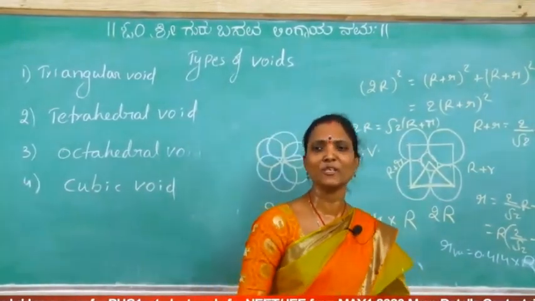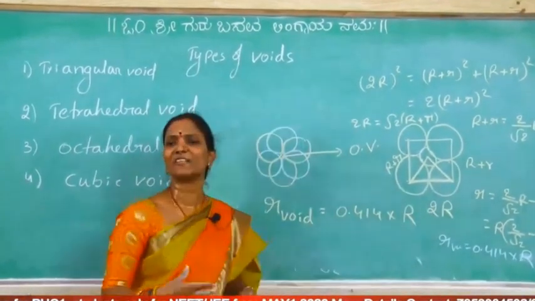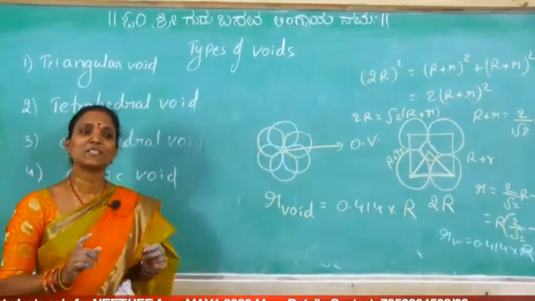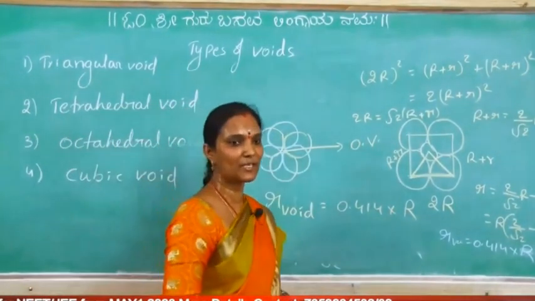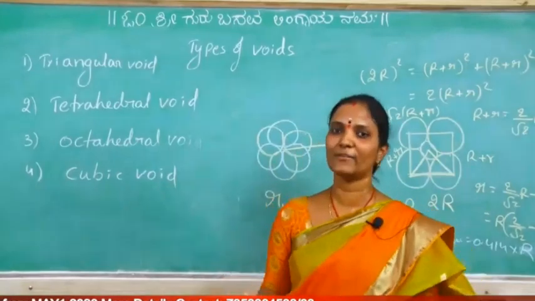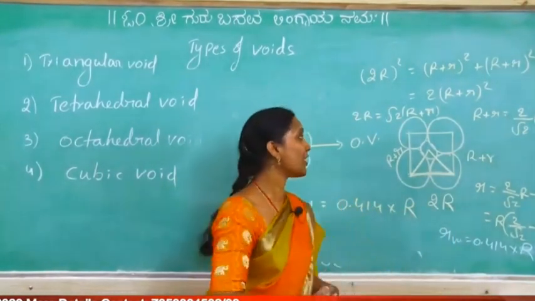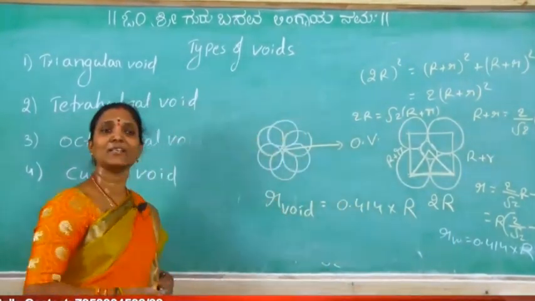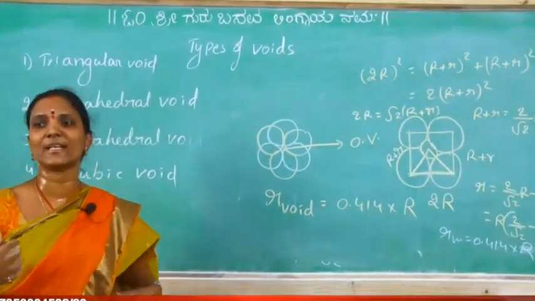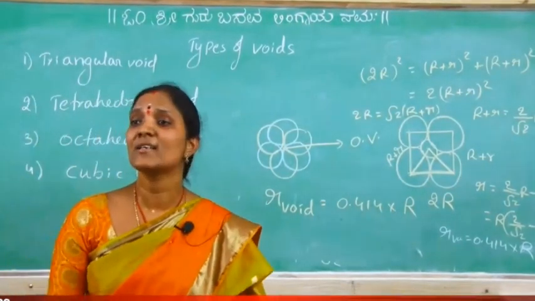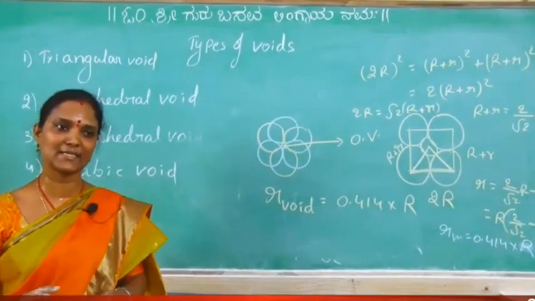So what is the formula? No need to practice, the derivation is there, but taking the derivation every time is not good. So the formula to find the radius of a triangular void is 0.155 into radius of the sphere. The formula to find the radius of the tetrahedral void is 0.225 into radius of the sphere. And octahedral void, 0.414 into radius of sphere.